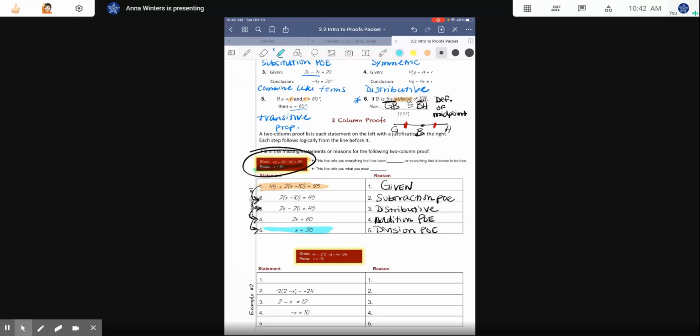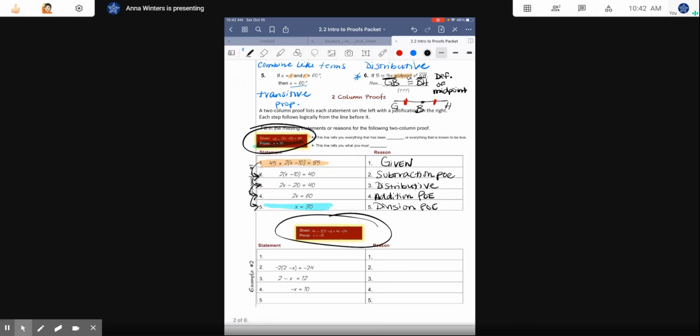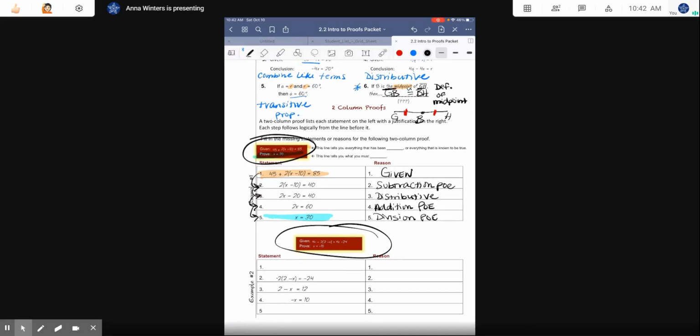All right, so now let's look at our next example. So here we have our given and what we want to prove. So I'm going to fill that in for line 1. I'm going to write the whole thing out. 4x minus 2 times 2 minus x equals 4x minus 24. And again, the reason for writing that first line is given. Then we go to our next line. And how did we go to our next line? What did we do? We subtracted 4x from both sides. So that's subtraction, POE.